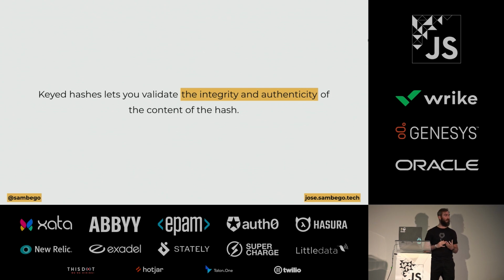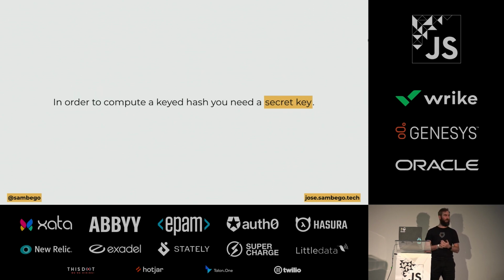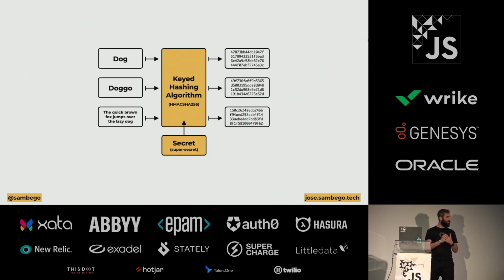So how can you do this? How can we validate the integrity, the fact that nobody tried to tamper with whatever content has been hashed? Well, in combination with just the hashing algorithm, it is also going to use a secret key. You can also call this a password or something similar, but it's a secret key on top of a hashing algorithm. So same example, dog, doggo, quick brown fox, but instead of running them through a regular SHA-256 algorithm, we're running them through a keyed hashing algorithm, in this case HMAC SHA-256, so it still uses SHA-256, but adds HMAC on top of that.